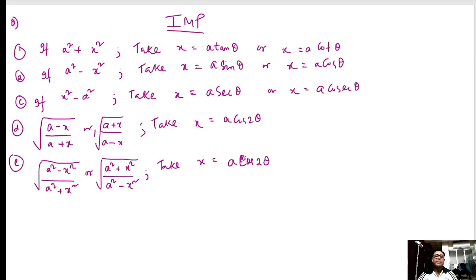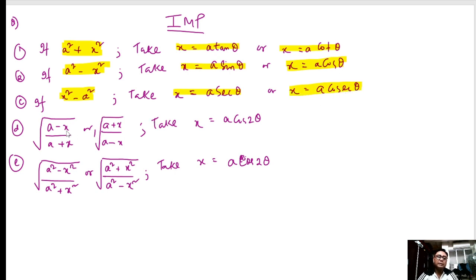Next is again a very important thing. Please take a note of this. If a square plus x square is given, take x equal to a tan theta or x equal to a cot theta. If a square minus x square is given, take x equal to a sin theta or x equal to a cos theta. If x square minus a square is given, take x equal to a sec theta or x equal to a cosec theta, any one of them.